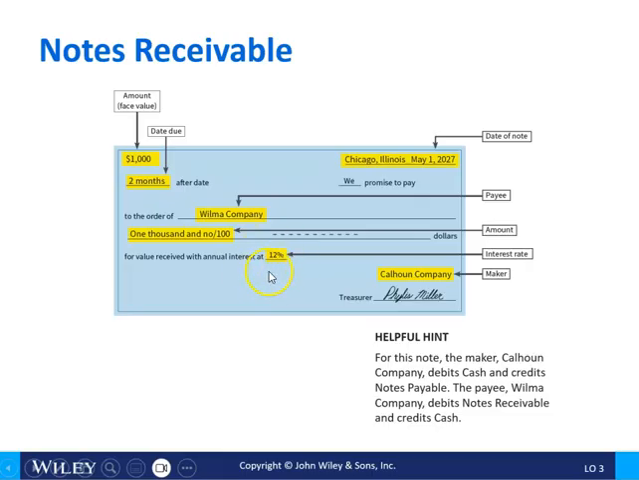So we have an interest rate stated. The maker of the note is Calhoun Company. They're who is borrowing the money. So the maker is Calhoun Company. Debits cash and credits notes payable. The payee, Wilma, who's going to receive the money in 2 months, that's the payee. They're going to debit notes receivable, credit cash. So we're going to look at the payee entries in this chapter. In Chapter 9, we'll talk about liabilities, and we'll look at this from the maker's perspective.